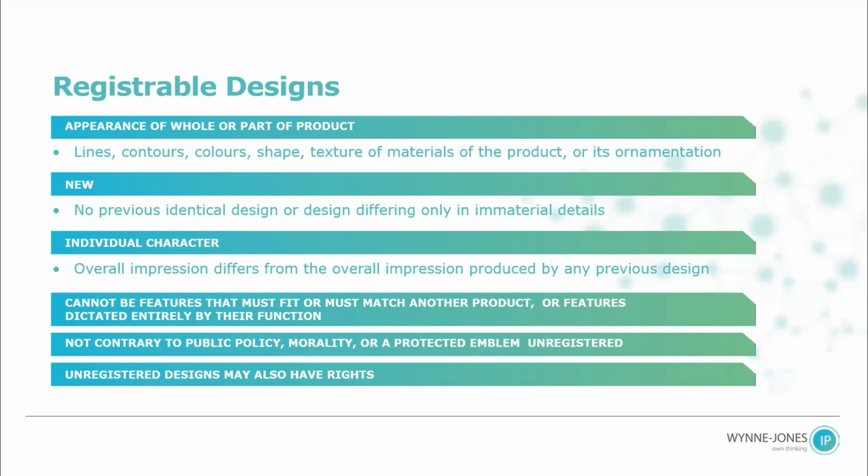The other thing as well, designs can't be contrary to public policy, morality, protected emblems. So again, things like the Olympic symbol, heraldry, can't be registerable as some form of decorative design. Unregistered designs may also have rights, rather like trademarks, usually much shorter, much more limited. Most of the rights you do get are for a very short period to stop copying. It's the classic test. It can go a little bit further, but it depends. But mostly, it's just a short-term copying protection.